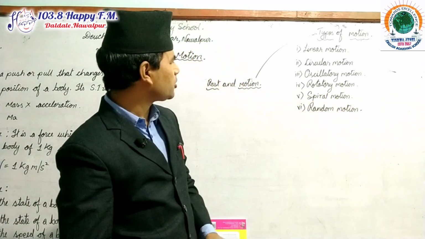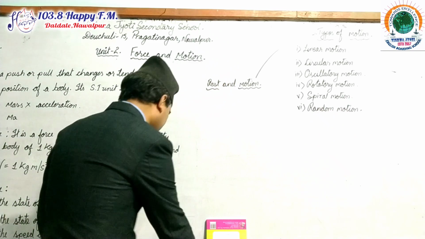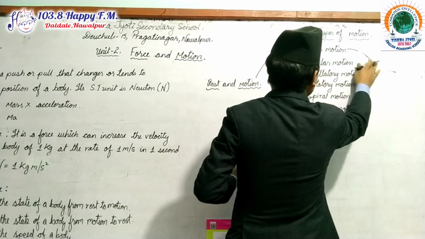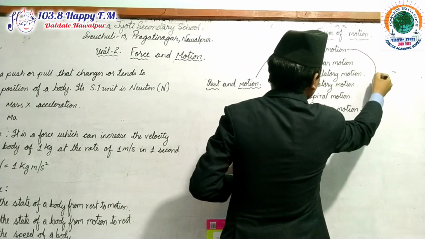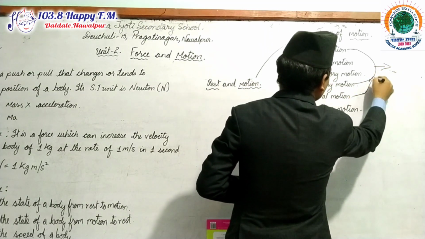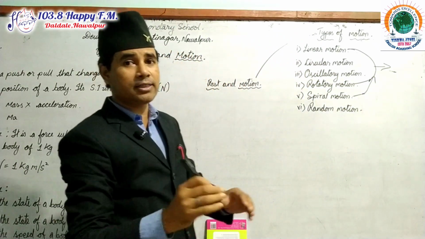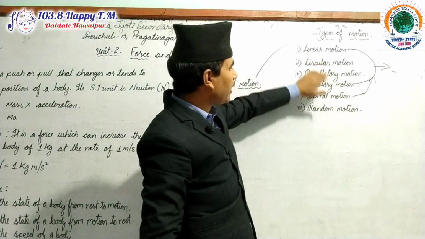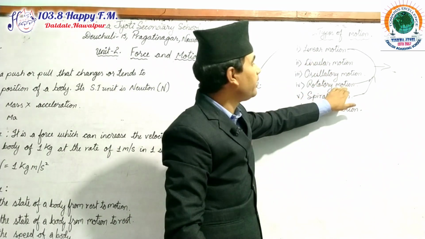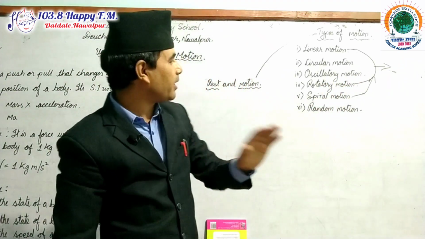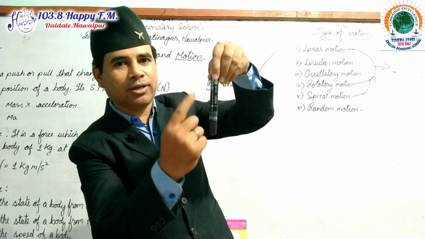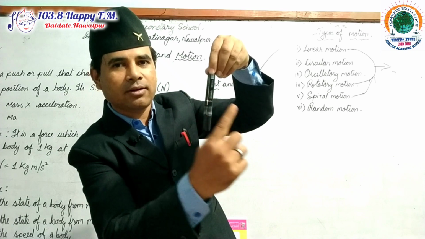Spiral motion, my dear students, is the combination of linear motion and rotatory motion. Again, listen very carefully: spiral motion is the combination of linear motion and rotatory motion. An example is a snake climbing a tree. Look, they are going straight but in rotation.